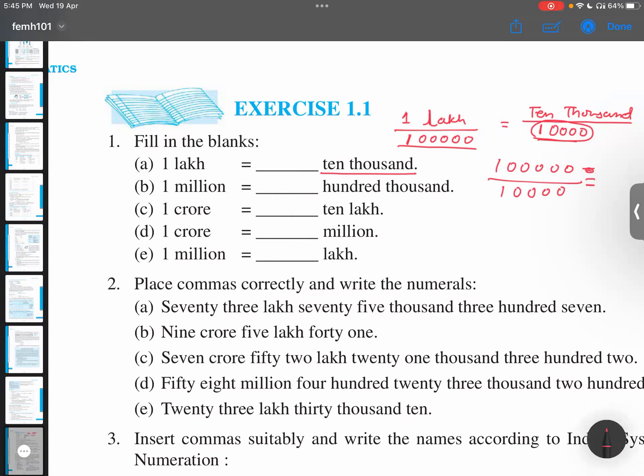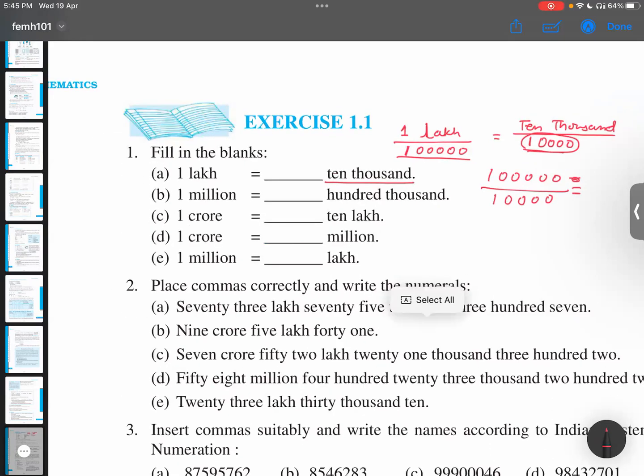Getting what I'm saying? I'm saying you to divide lakh by 10,000, the smaller digit. Divide this and do tell me what's your answer. So what did you say? What is your answer upon dividing this?